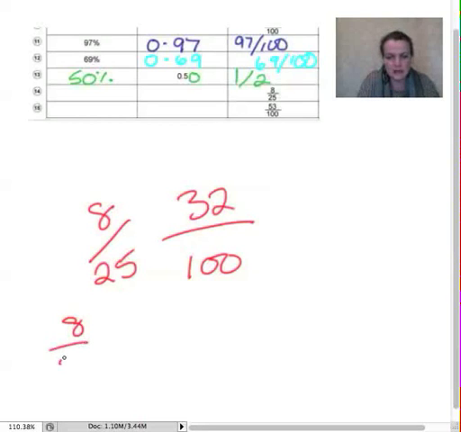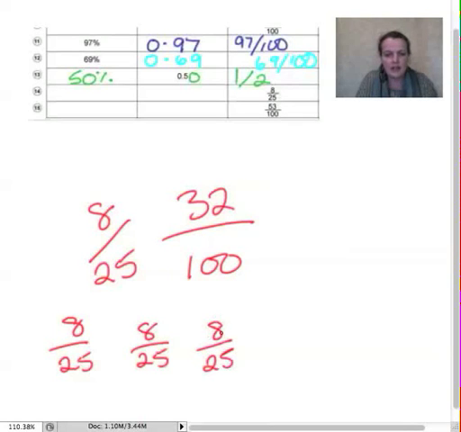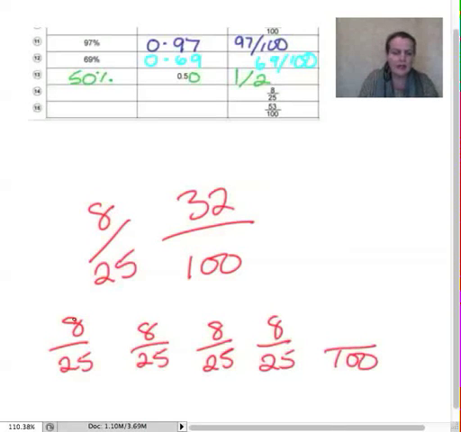Imagine it would be 8 green Smarties out of 25, and then another 25 which had 8, and another 25 that had 8, and another 25 that had 8. So there's our 4 lots of 25: 25, 50, 75, 100. So that's 100 Smarties, and 8 of those, 8 of those, 8 of those, and 8 of those, which altogether makes 32. So that's why we've timesed the top by 4 and the bottom by 4.